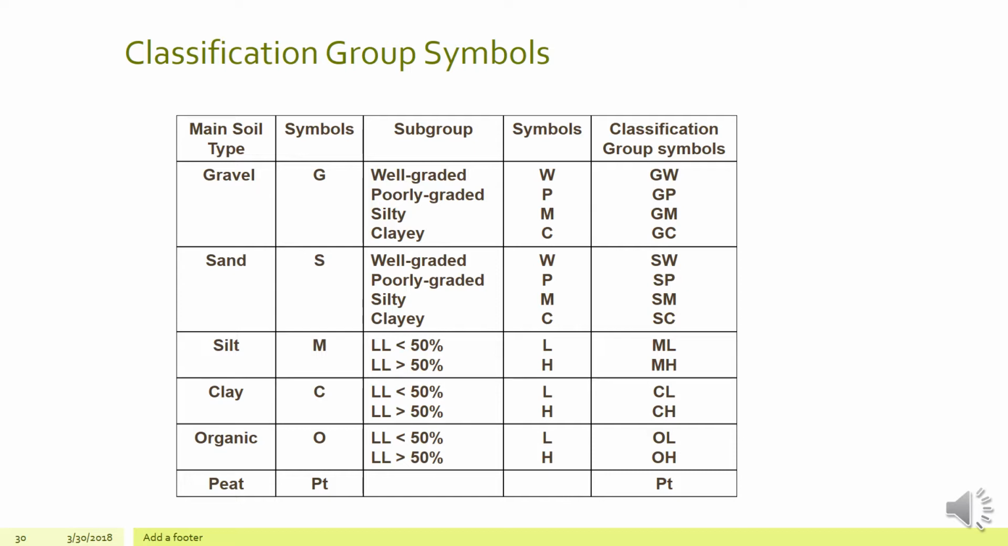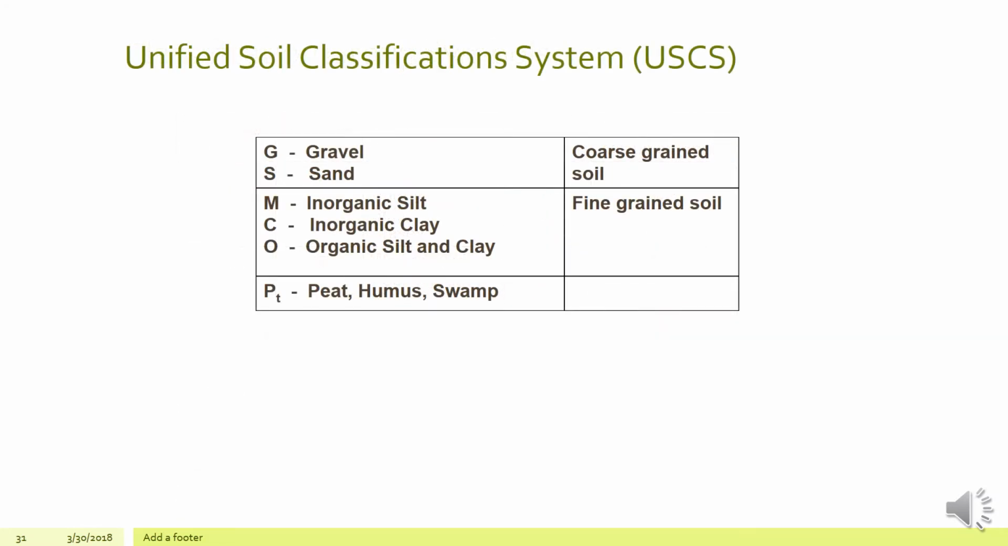And our classification group symbols, in this particular case, if we had a gravel, well graded, of course, our classification is going to be a GW. If I get down in here to silt, and our symbol for silt is M, of course, and we have a liquid limit that's less than 50%, so in this particular case, now we have an ML as our classification group symbol. And of course, again, we just mentioned gravel and the letter designations that we have.